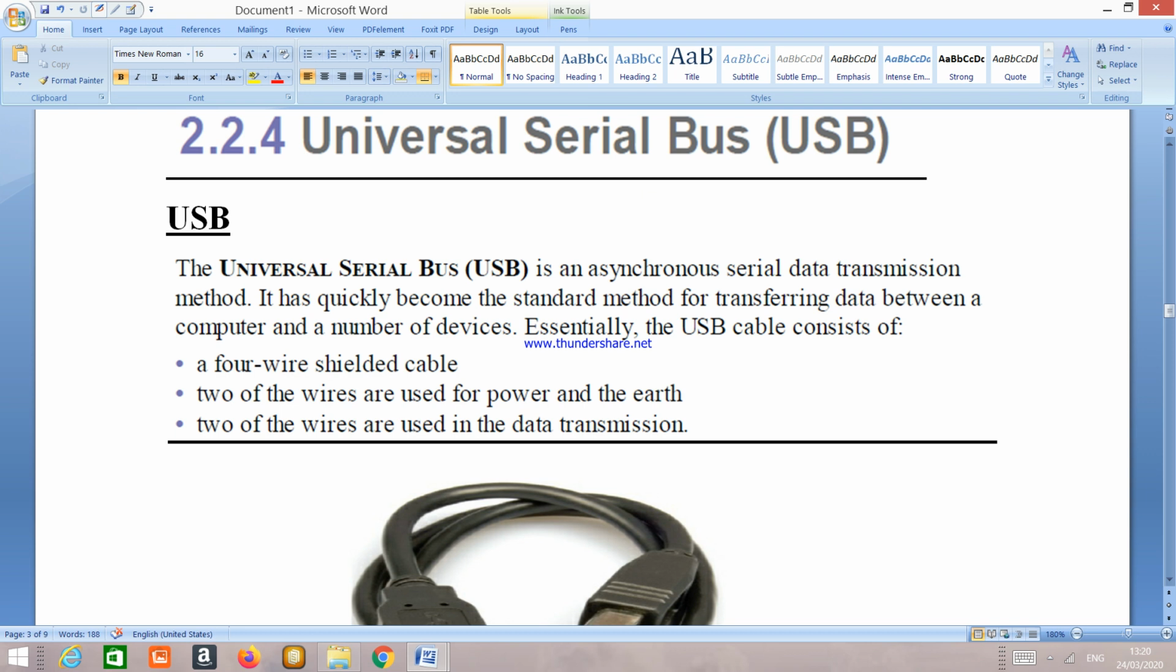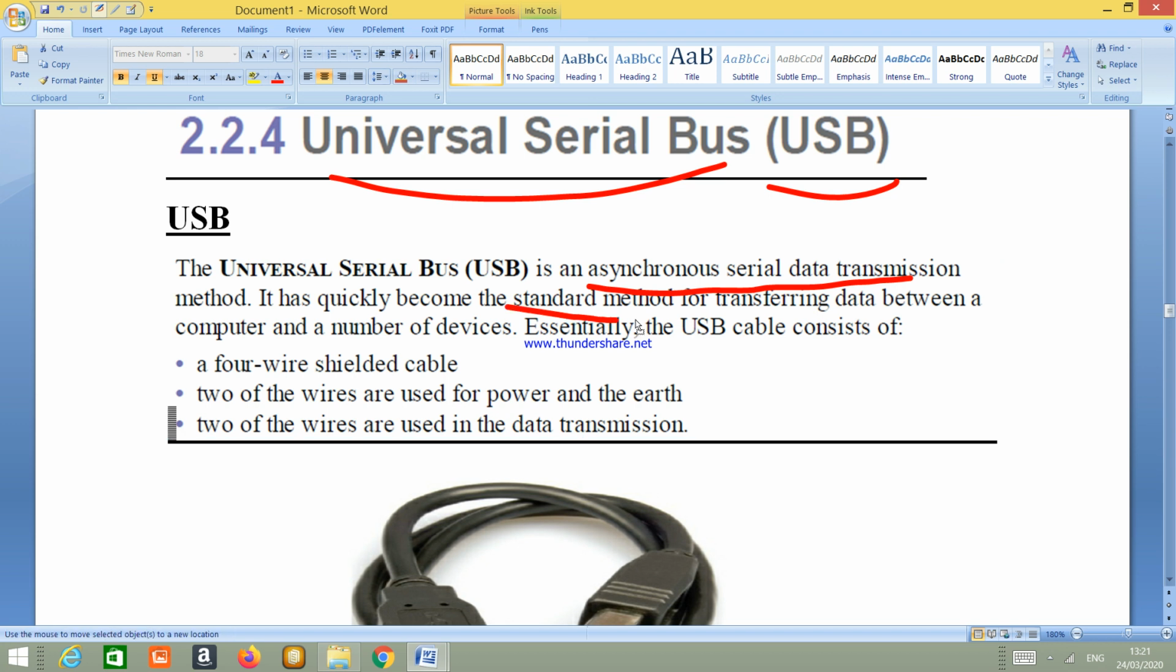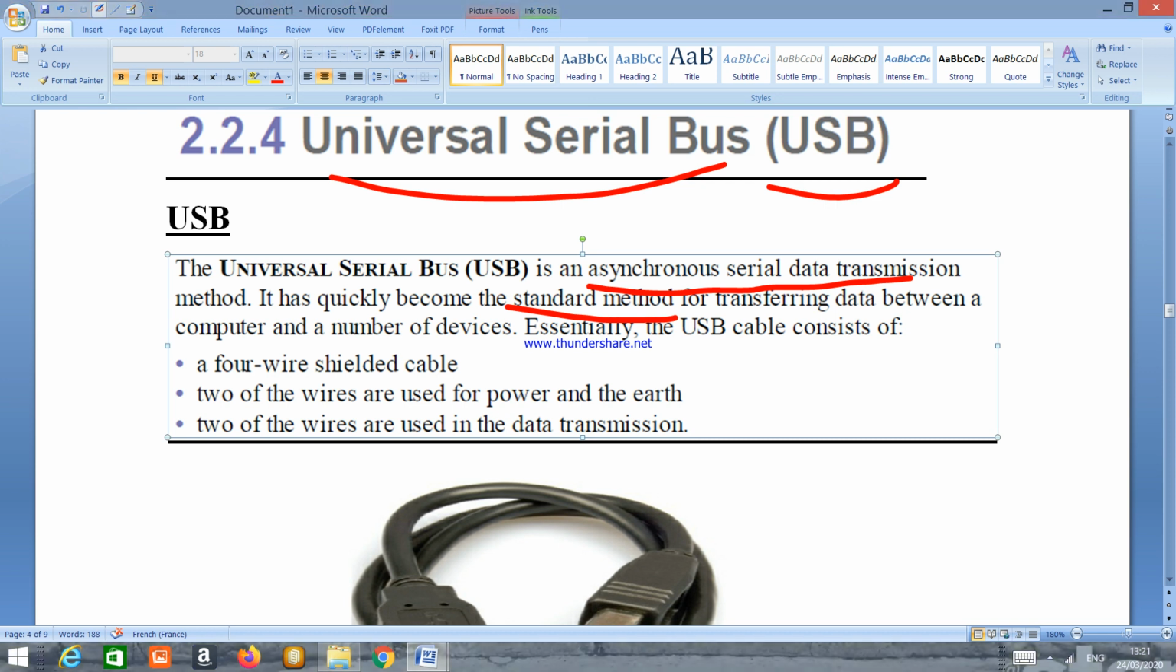Now first, what is USB? USB stands for Universal Serial Bus. It is an asynchronous serial transmission method. It is a standard, and it has been used everywhere. It is a standard between computer devices.